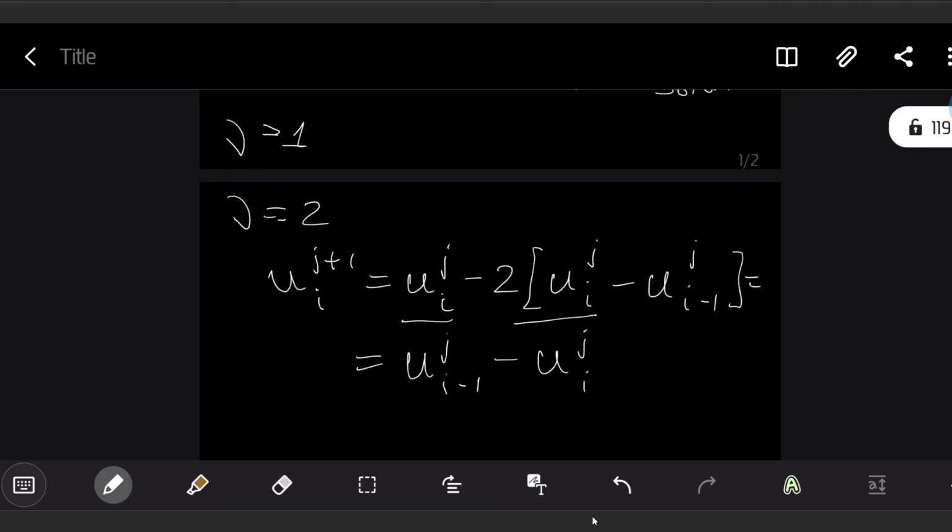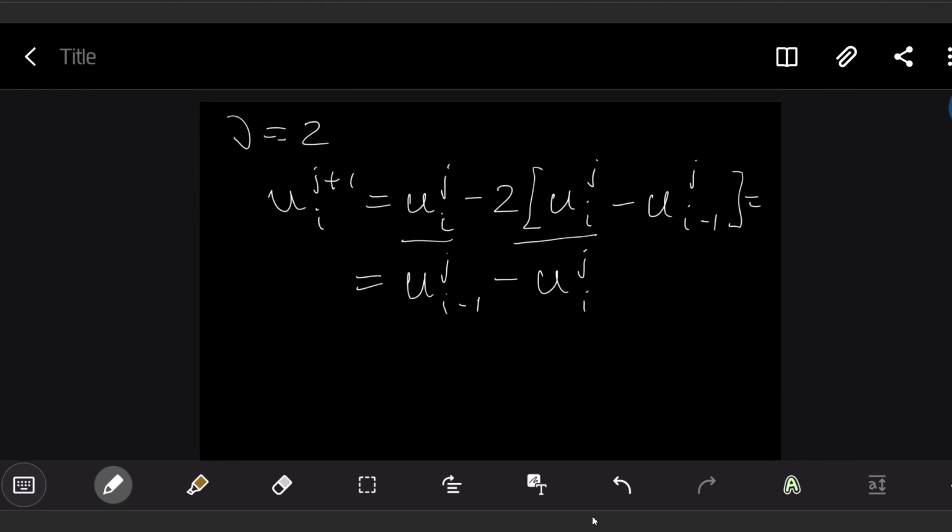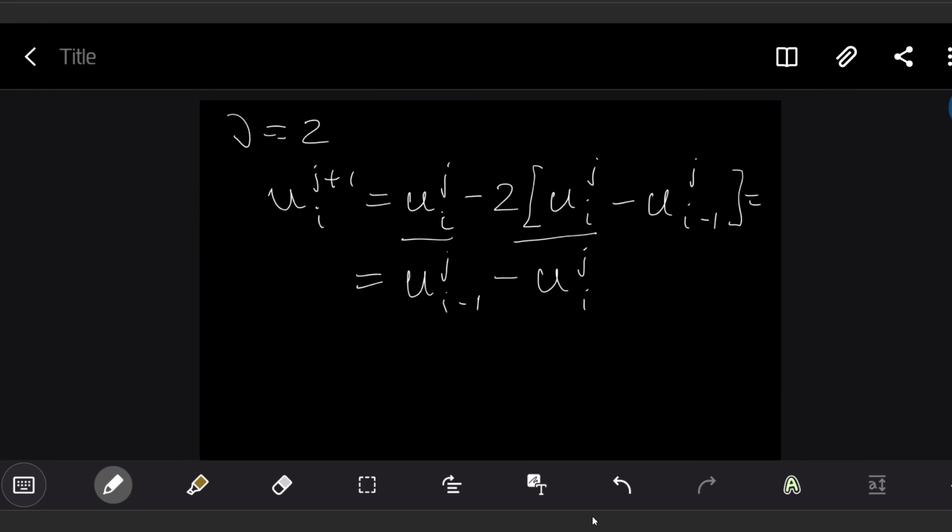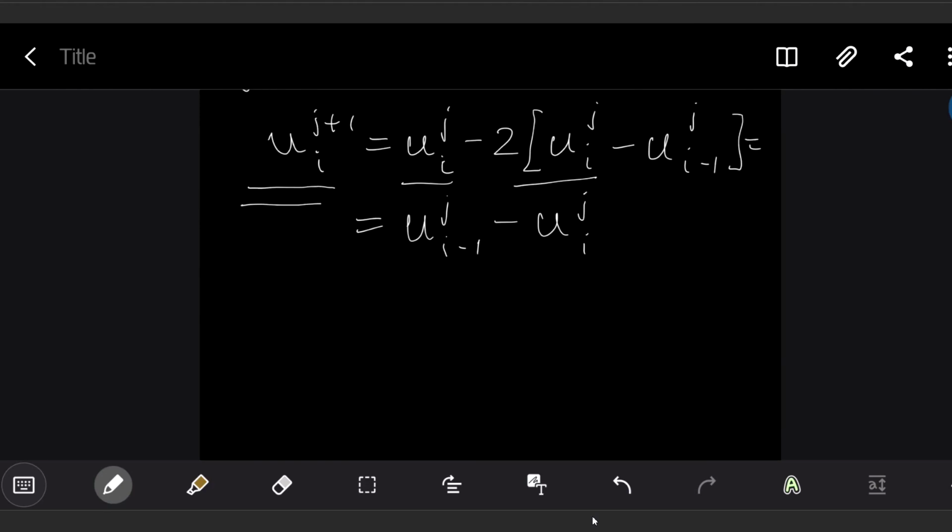In this case, we have a so-called unstable solution also, similar to what we had for negative Courant number, where the solution will degrade from one point to another. Because let's imagine some picture.